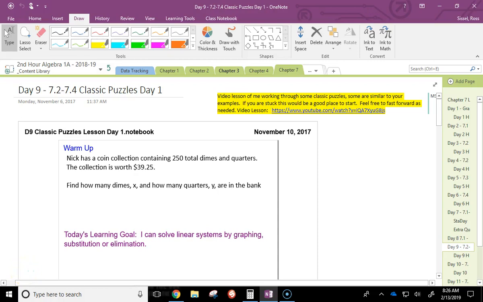Okay, today we're going to work with classic puzzles. The goal in class is I'm going to show you how we set up story problems or puzzles. These puzzles are kind of trick questions that they ask you, or real-life scenarios. The goal in class is I show you how to set them up.